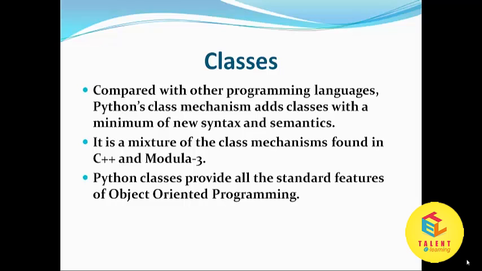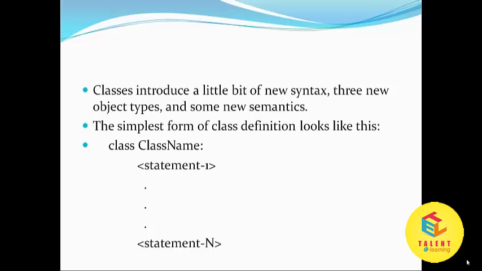A derived class can override any methods of its base class or classes, and a method can call the method of a base class with the same name. Objects can contain arbitrary amounts and kinds of data. Classes introduce a little bit of new syntax, three new object types, and some new semantics.